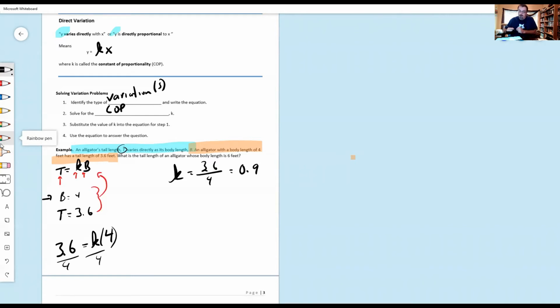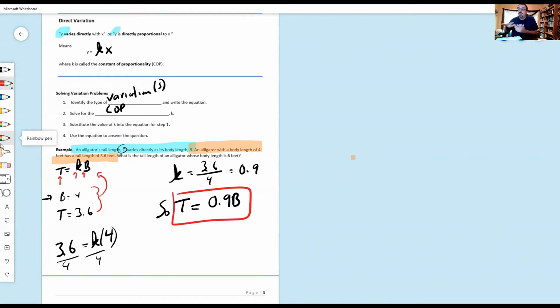So step 3 combines the original, so t equals kb over here, and k, which is 0.9. So our new equation is going to be t equals 0.9b. Finally, we're ready to answer the question. Step 4 is use the equation to answer the question.